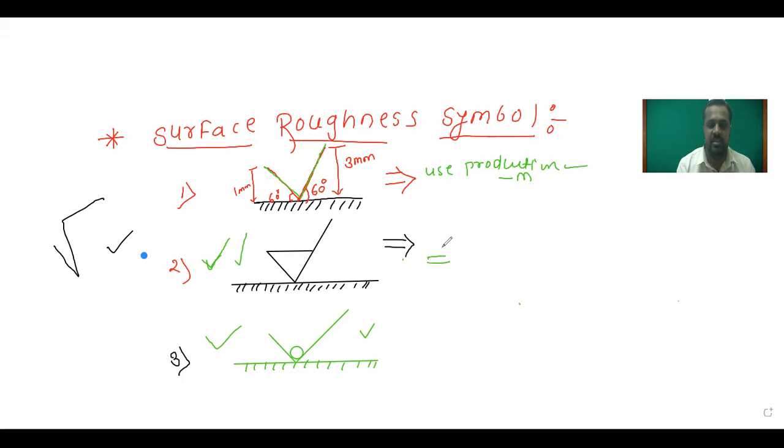Here, this symbol indicates that we have to produce the product, but material should not be removed. Sorry, material should be removed. Here, material should be removed.